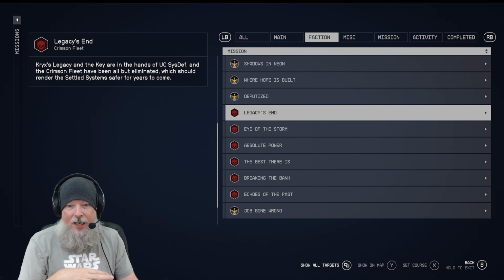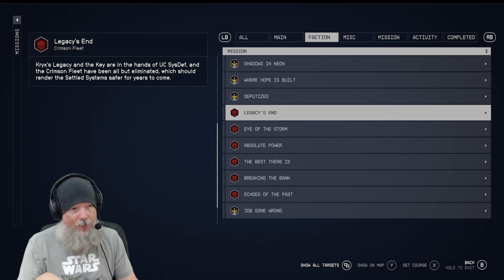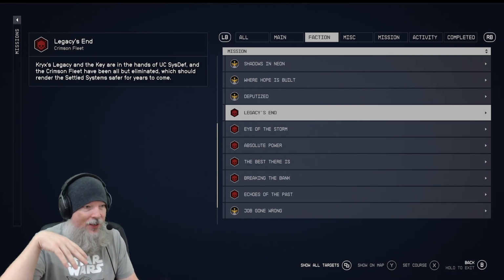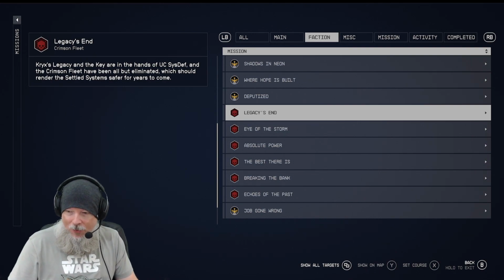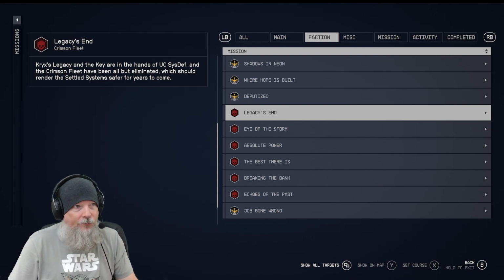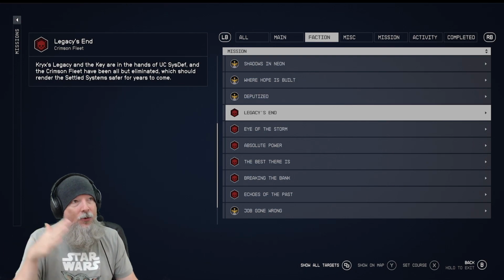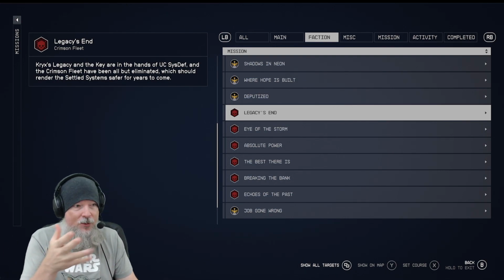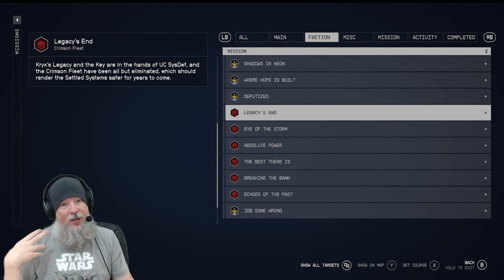And the Crimson Fleet has a mission board, and they do all sorts of pirate missions, and that's where you want to go if you want to become a space pirate who is a ruthless asshole who kills people and takes their stuff. The murder hobo route, I would argue, is what the Crimson Fleet is for. And in the process of doing the UC SysDef missions, you're actually running all of the Crimson Fleet missions, but you're reporting back to UC SysDef.